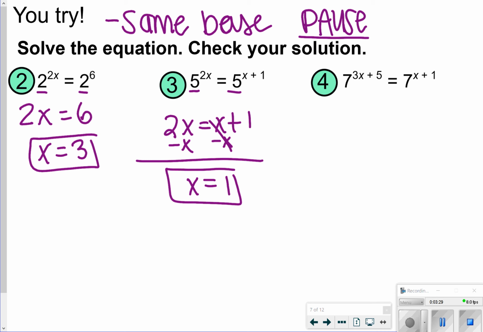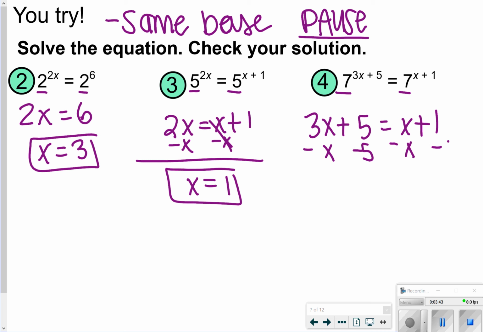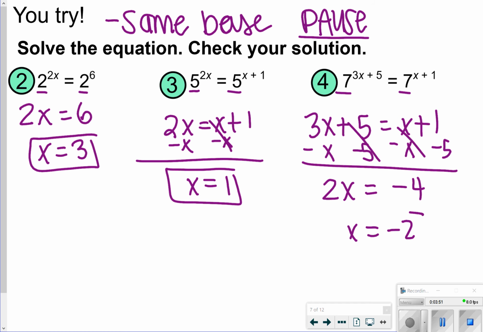And then over here for number 4, I can still write this equation simply. 3x plus 5 is equal to x plus 1, because 7 is my same base for both of them. I'm going to move my x's to the left and my constants to the right. So I will get 2x is equal to negative 4, which means x would be equal to negative 2.